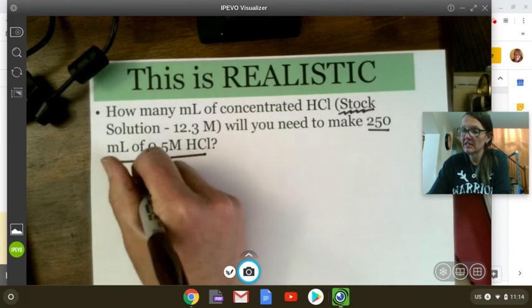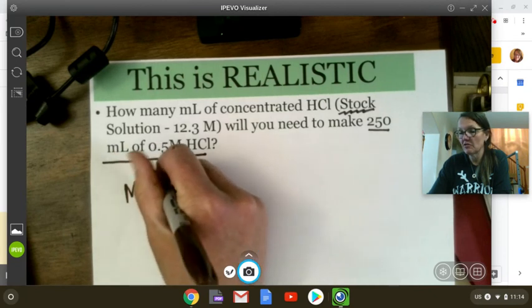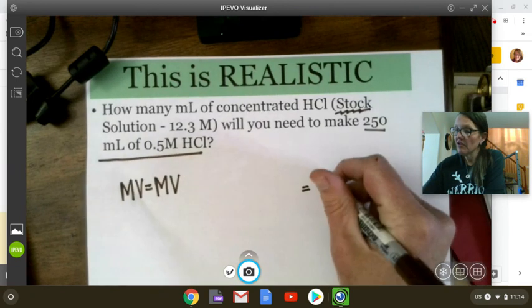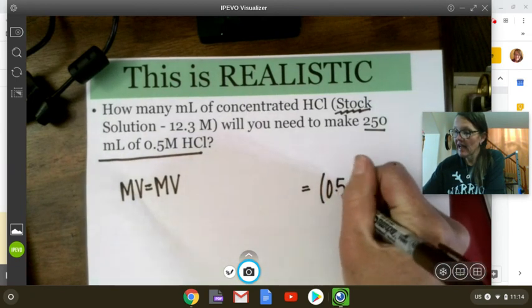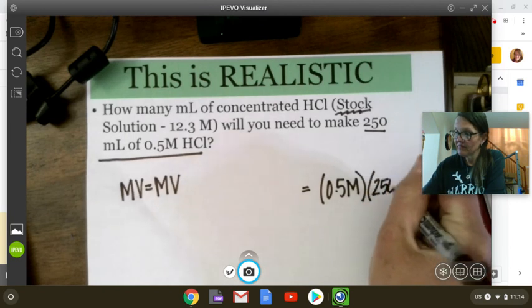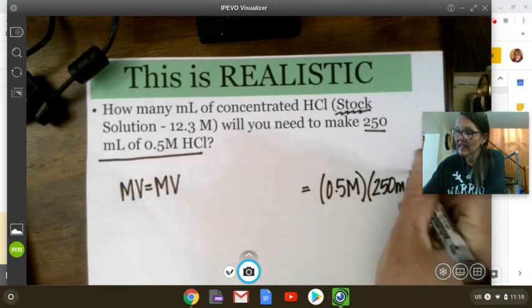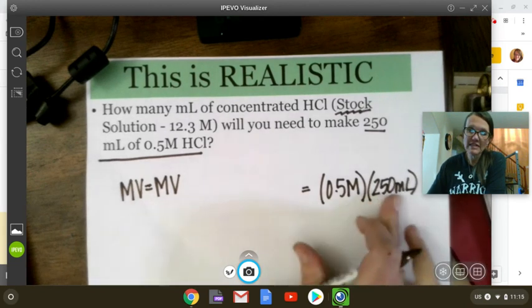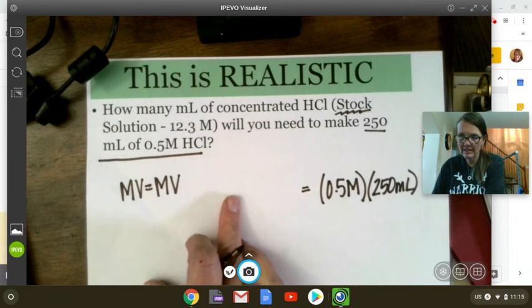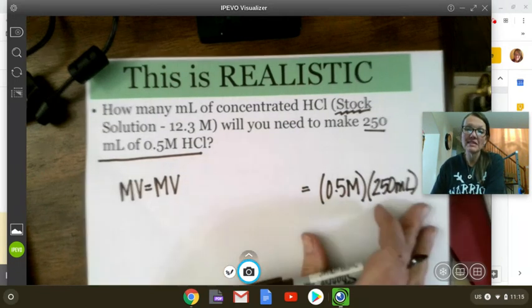So the equation is molarity times volume is equal to molarity times volume. So set up over here, we know that the molarity is 0.5 and the volume is 250. Right now, real quick side note, if you set this up and you put these numbers over here, does that change your answer? Absolutely not. Would it be wrong? Absolutely not. Would you lose points? Absolutely not. It's the same thing. Doesn't matter really what side it's on.